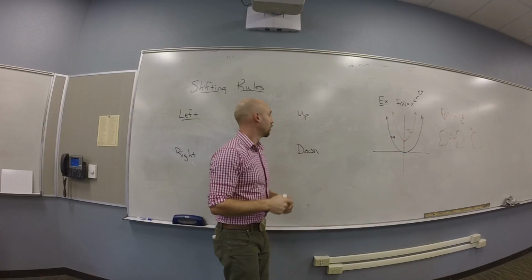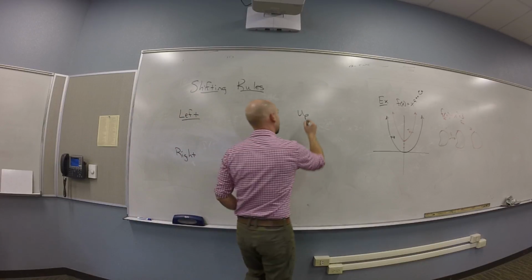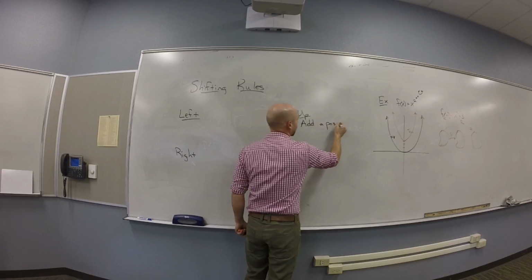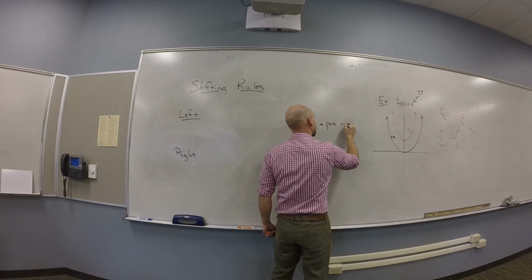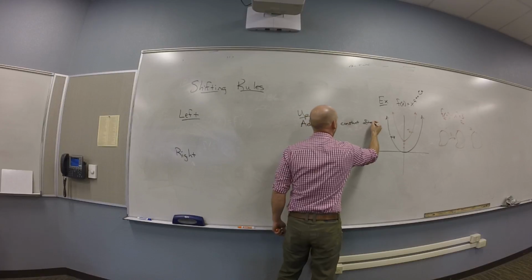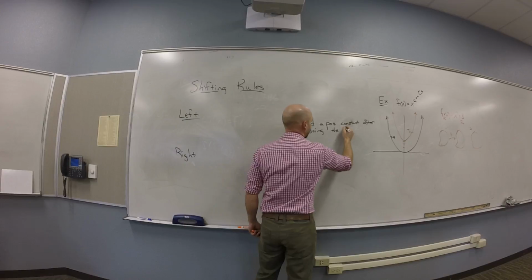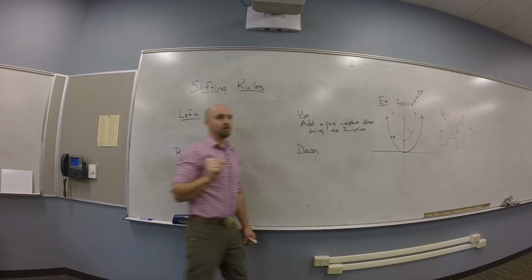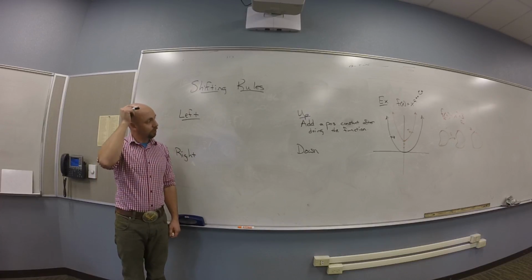Cool? Okay, so I think we established that the way up works is add a positive constant after doing the function. You guys kind of with me on that? Okay, how would you get something to go down?